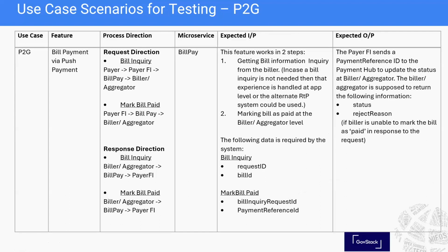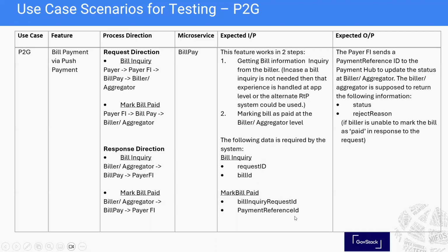Then it generates the next leg of this transaction, which is to let the biller or aggregator know that my customer has already paid the bill, and you should mark it as paid at your end as well. For that, the expected inputs are the bill inquiry request ID, which refers to the request ID that was part of the bill inquiry. It echoes that so that these two could be matched together in the logs for reconciliation purposes. And then there is the payment reference ID.